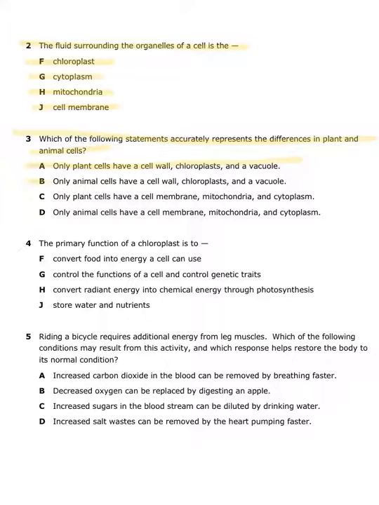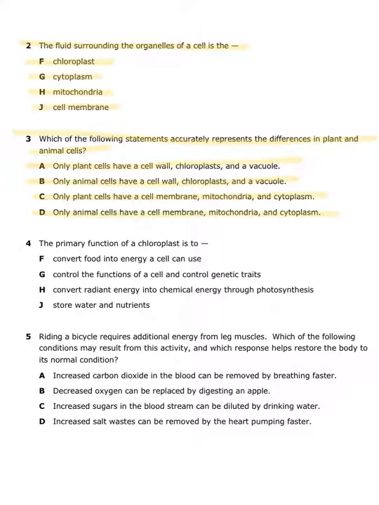B, only animal cells have a cell wall, chloroplast, and vacuole. C, only plant cells have a cell membrane, mitochondria, and cytoplasm. D, only animal cells have a cell membrane, mitochondria, and cytoplasm.